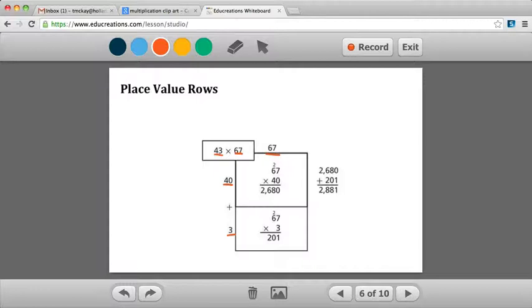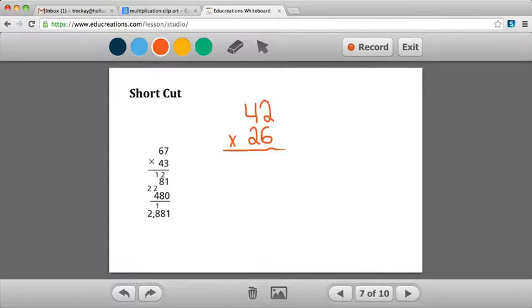And now you use those boxes to multiply each of these. Here in the top, you can see they multiplied 67 times 40 to get 2,680. And then the bottom, they multiplied 67 times 3 to come up with 201. Now, instead of having 4 partial products, you're only going to have 2 partial products. So to come up with your product, you need to add those 2 partial products together. And you can see that we came up with 2,881. This is a quick review of the place value rows.